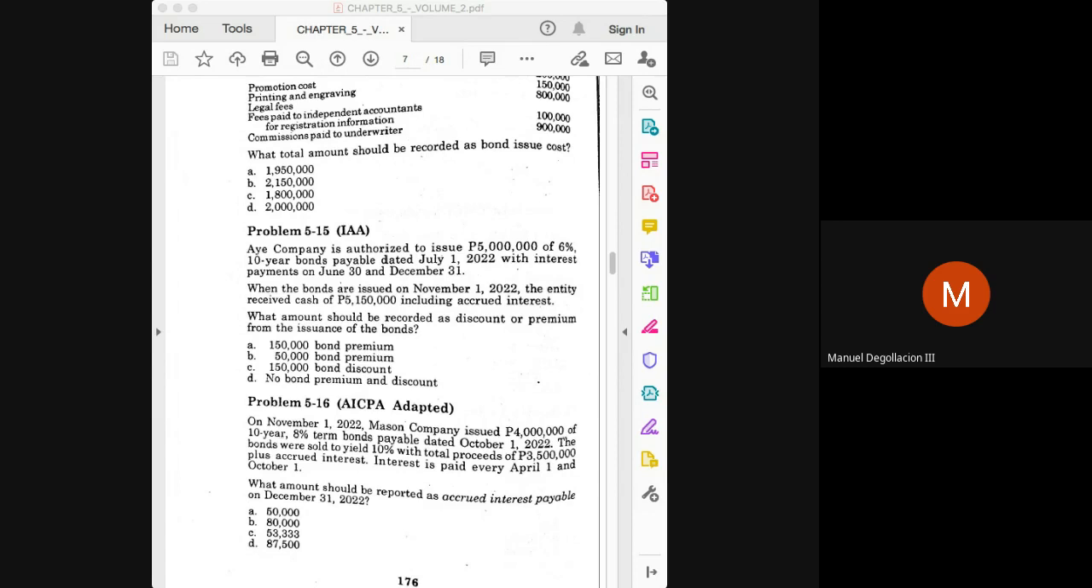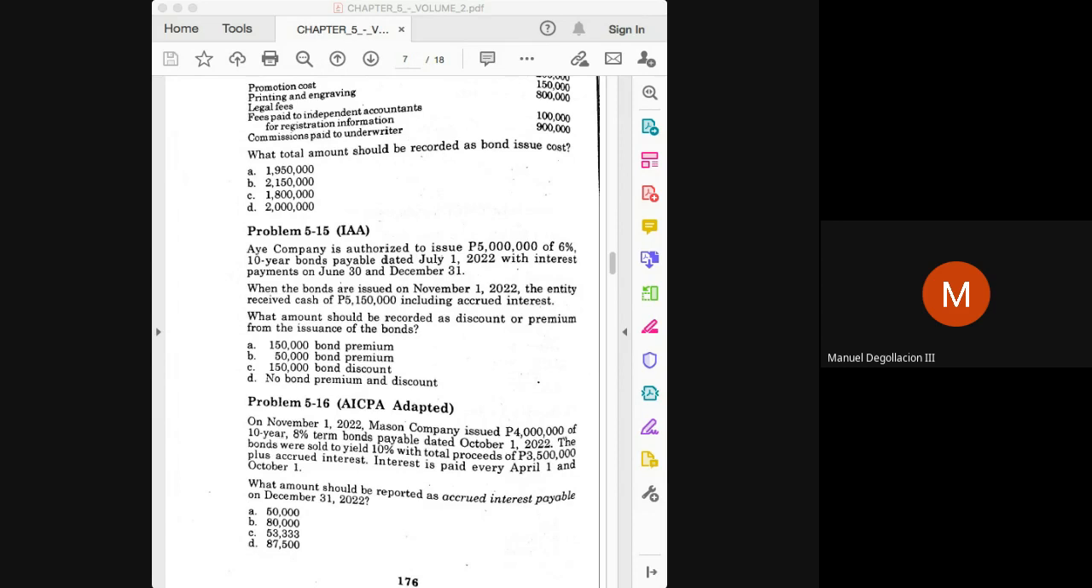Okay. Proceeding to problem 5-16, what amount should be reported as accrued interest payable? On November 1, 2022, Mason Company issued 4 million of 10-year 8% term bonds payable dated October 1, 2022. The bonds were sold to yield 10% with total proceeds of 3,500,000 plus accrued interest. Interest is paid every April 1 and October 1.